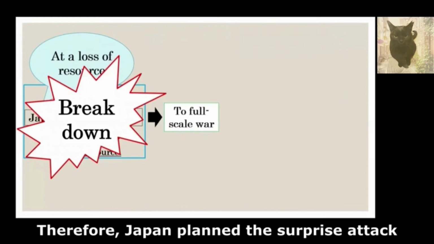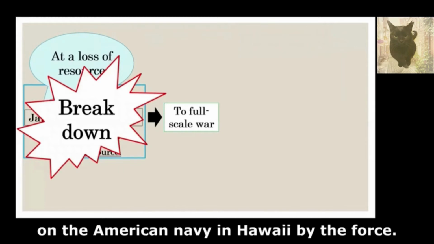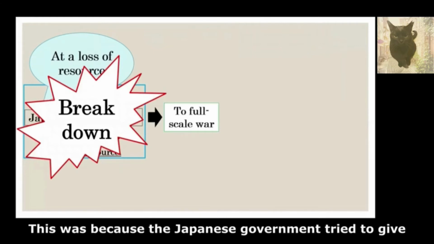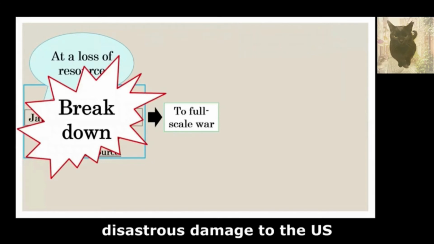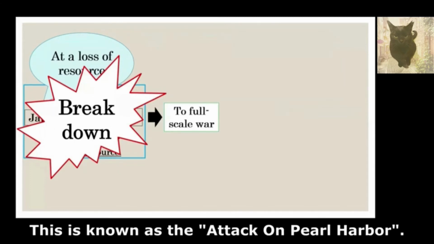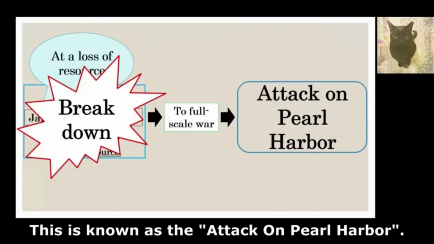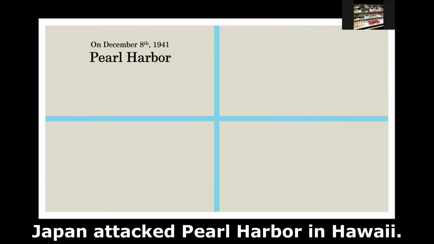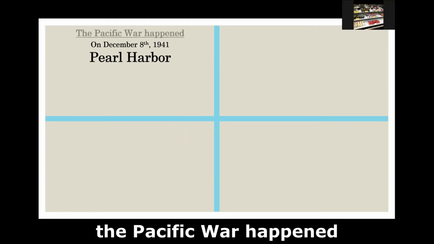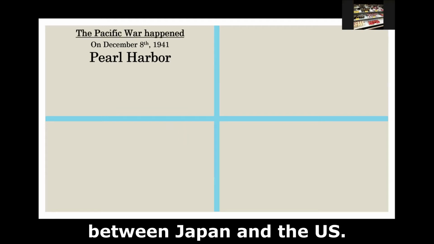Therefore, Japan planned a surprise attack on the American Navy in Hawaii. This was because the Japanese government tried to give disastrous damage to the US just after the opening of the war. This is known as the attack on Pearl Harbor. On December 8, 1941, Japan attacked Pearl Harbor in Hawaii. Because of this attack, the Pacific War happened between Japan and the US.